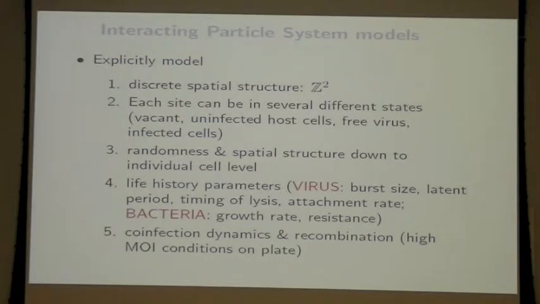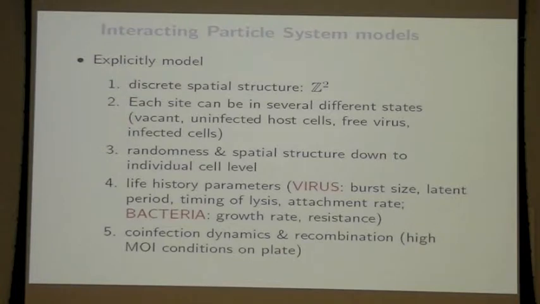We'll have 3 virus cells as well. The models include randomness and spatial structure down to any level you want. Typically, we have to go down to the individual cell level. You can also go down to the level of individual virus particles.